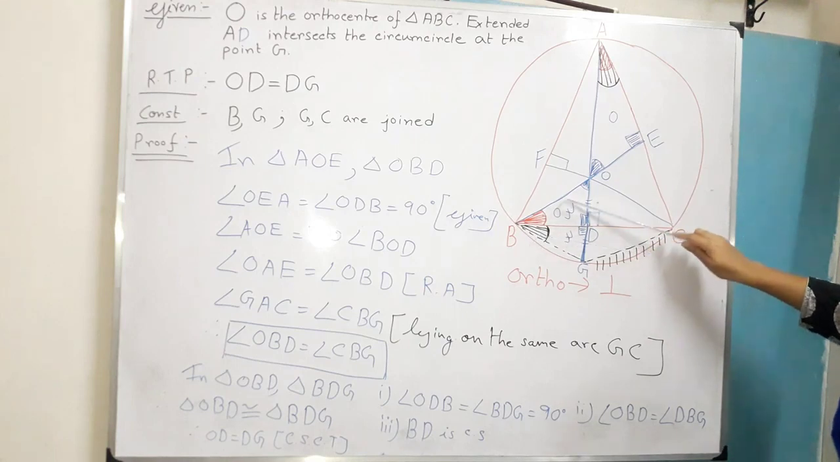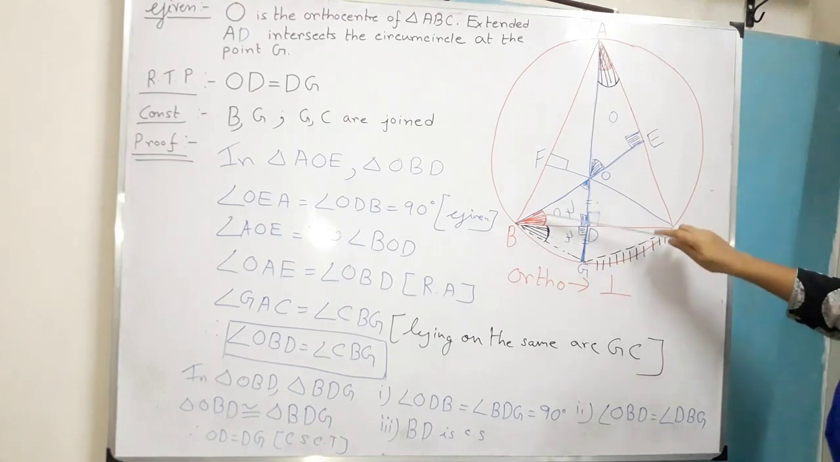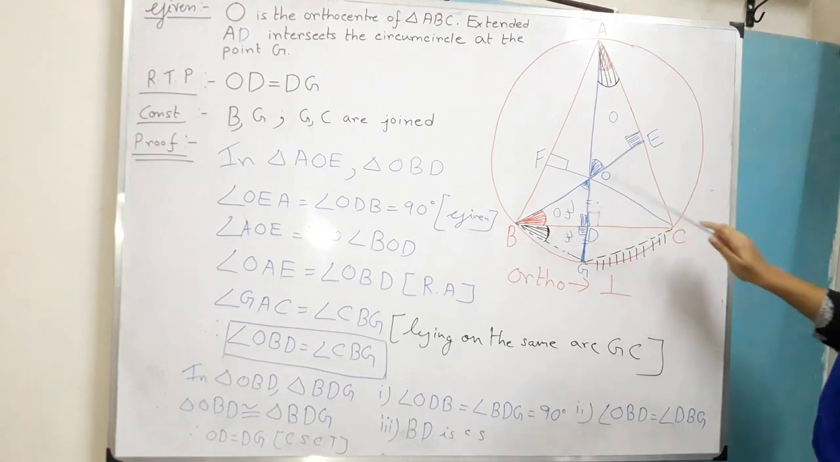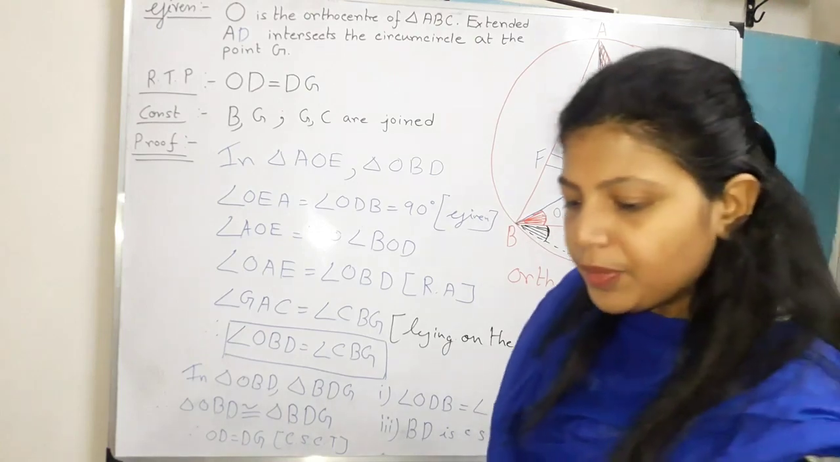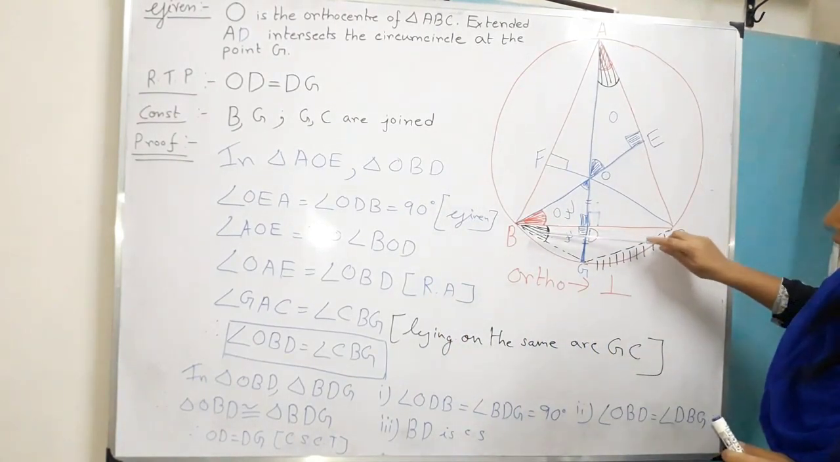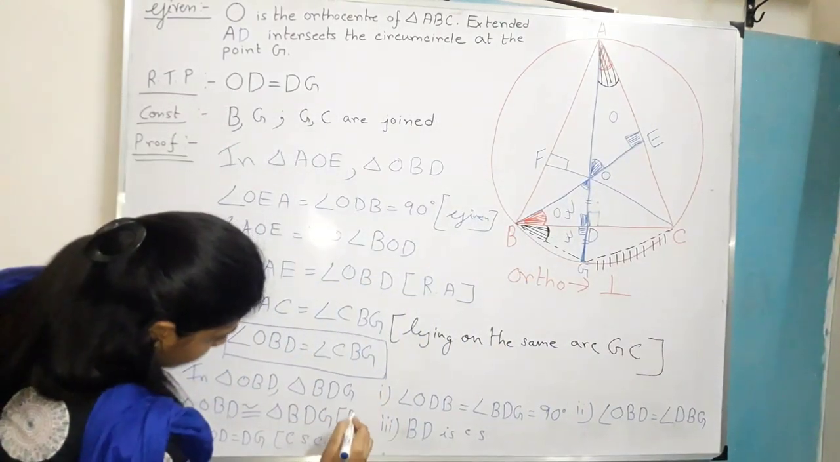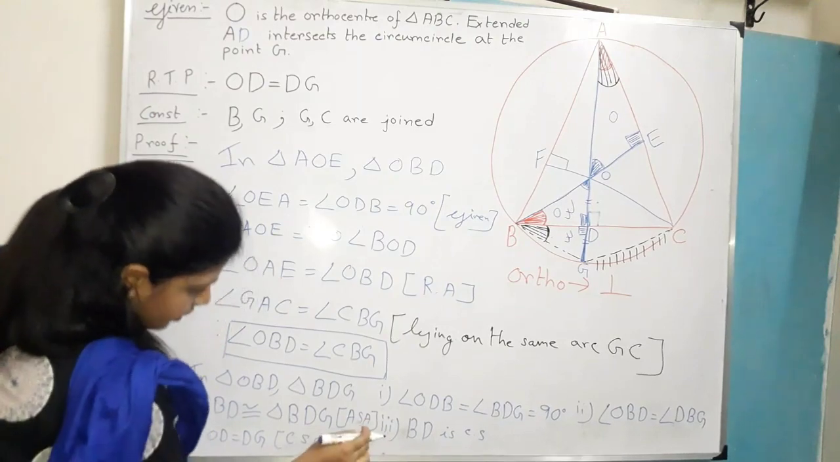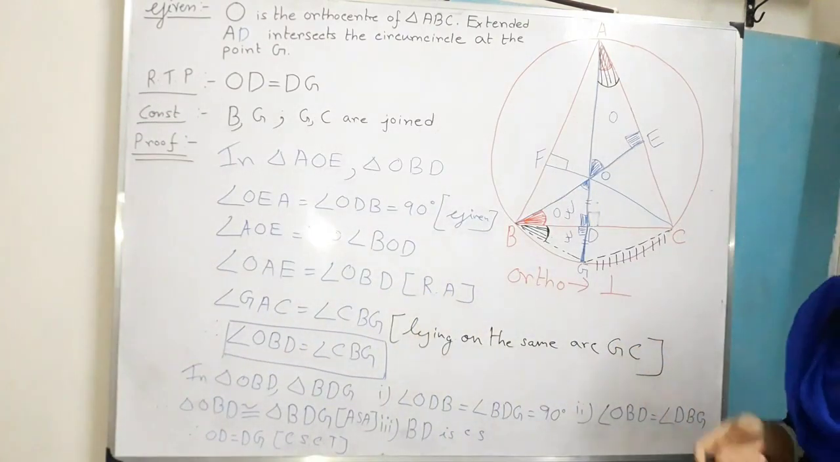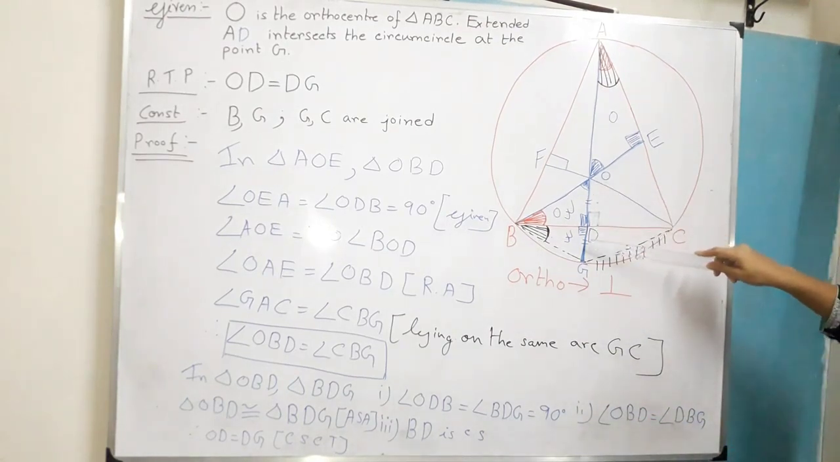Now I will take these two triangles. Number 1, 90, 90. Number 2, common side. Number 3, these two angles are equal. I have not mentioned the law of congruency here. You know that it will be angle, side, angle. So I will write it here: angle, side, angle congruency. Now since these two triangles are congruent, corresponding sides will also be equal. So OD equals DG. Done.